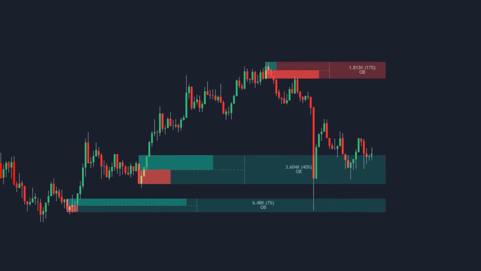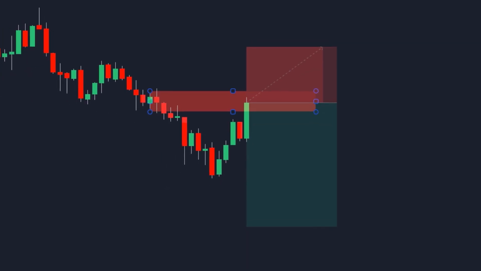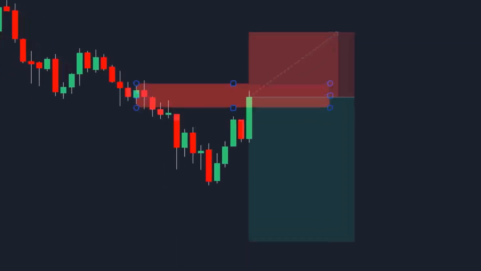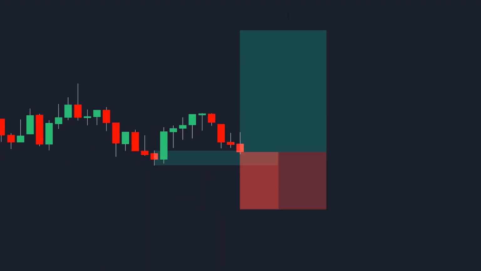Order blocks are so popular, but most traders use them wrong. They draw their zone, wait for price to retest it, and take a blind entry hoping it'll work. This is just gambling though. You need real confirmation, because not every order block is good. Some are stronger than others, and if you trade the weak ones, you're going to get wrecked.